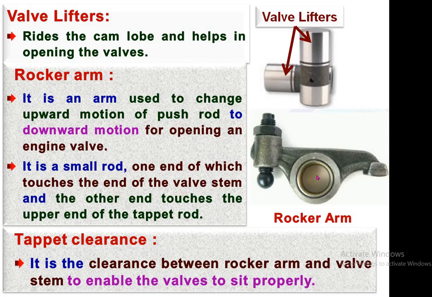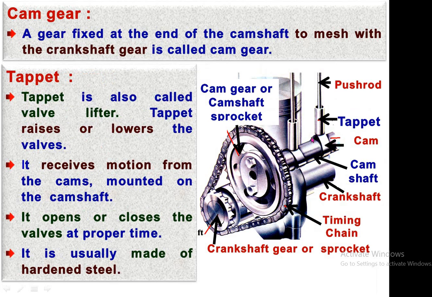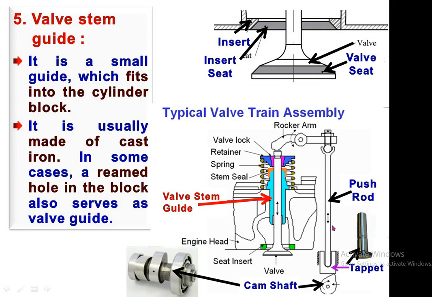Rocker arm. See, this is the rocker arm. It is an arm used to change the upward motion of the push rod to a downward motion for opening an engine valve. See, here in the figure, this is the rocker arm. The upward motion of the push rod lifts this end of the rocker arm, and due to the upward movement of this arm, the other end of the rocker arm will push downward, and that downward motion is transferred to the valve. So due to the arrangement of the spring, the valve goes downside and opens the space of either the inlet or exhaust valve.